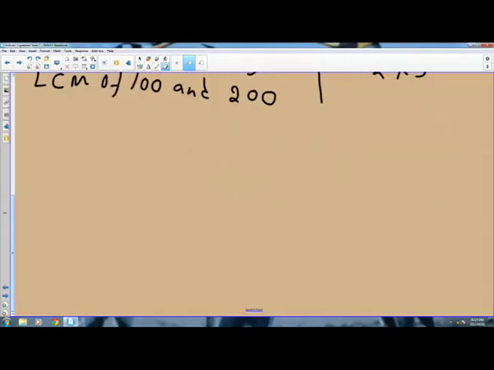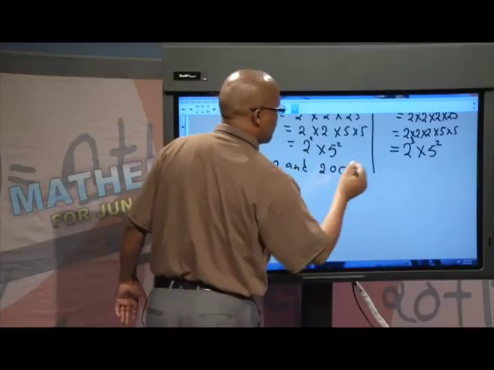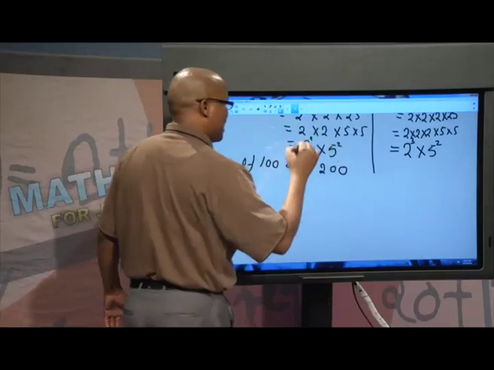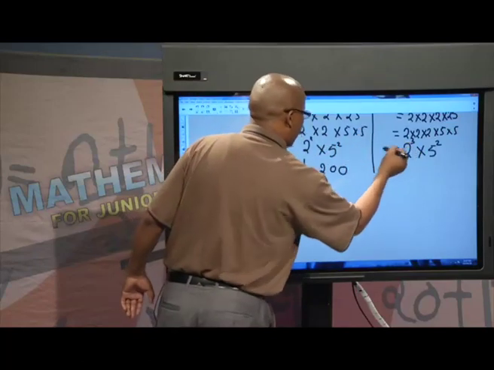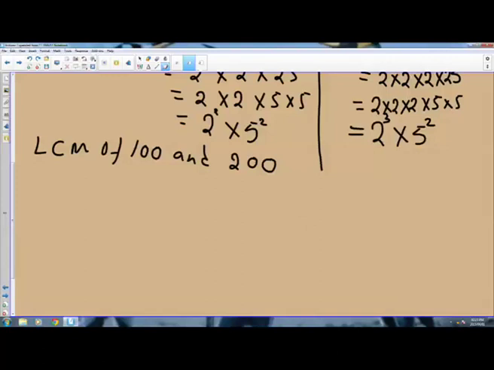How do we find the lowest common multiple of 100 and 200? For the lowest common multiple, you take the numbers with the highest powers. For instance, this is 2 to the power 2. This is 2 to the power 3. Now, we will take the number with the highest power. When we compare 2 to the power 2 and 2 to the power 3, 2 to the power 3 has got a higher power compared to 2 to the power 2.